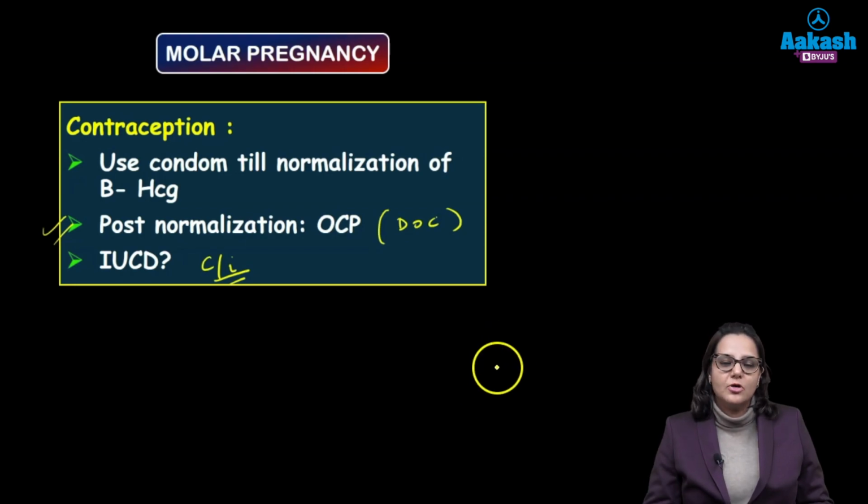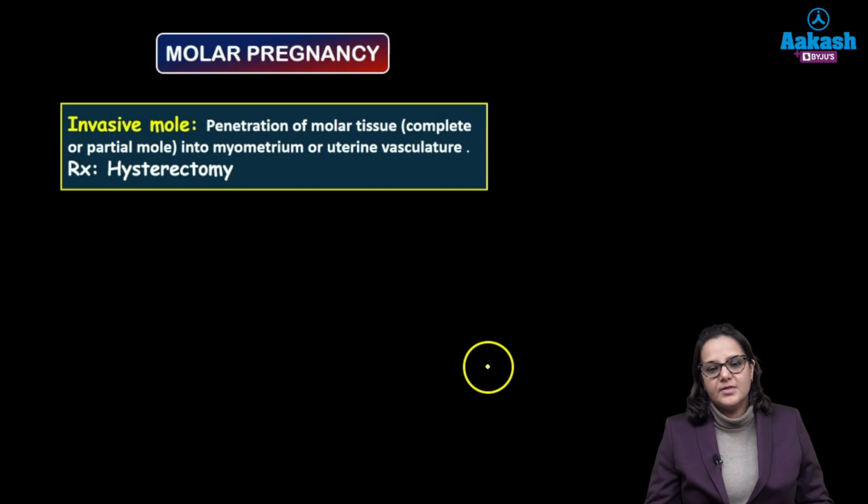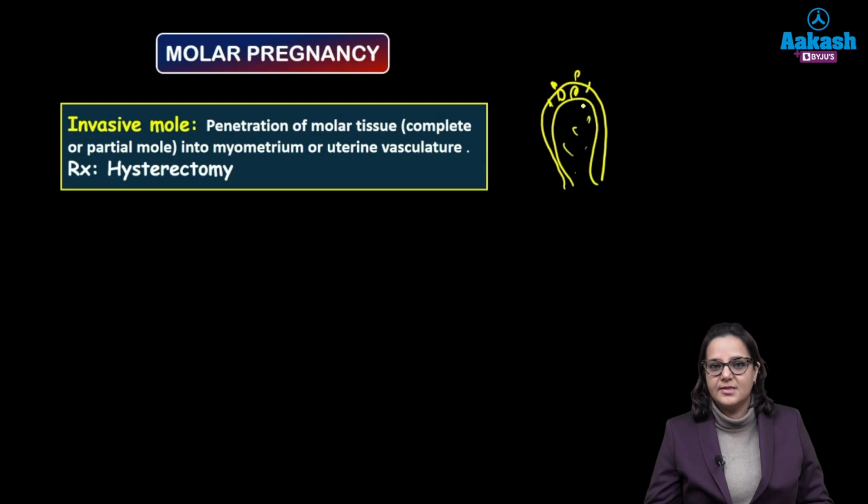Okay, now let's talk about other gestational trophoblastic neoplasia conditions, just salient points about them. So what is an invasive mole? It is a penetration of molar tissue, either the complete or the partial mole, into the myometrium of the uterus. Okay, so this is the uterus, your cervix, and inside the cavity, suppose this was the molar pregnancy, so it has now penetrated into the myometrium. Okay, even the serosa. So this is the invasive mole, as the name suggests.